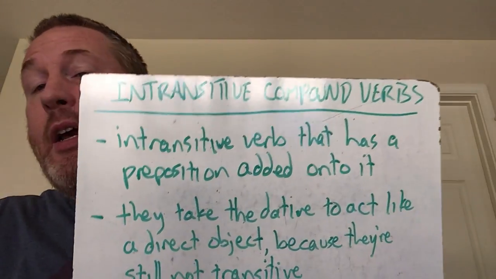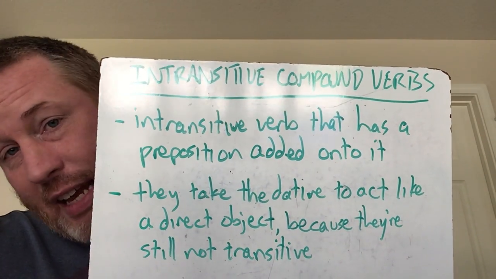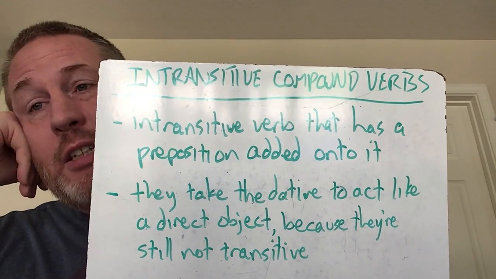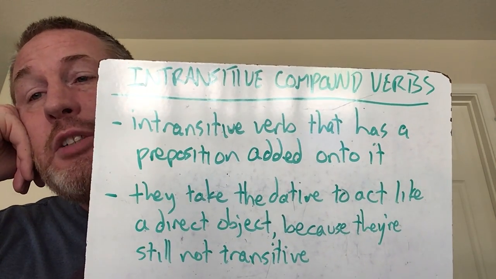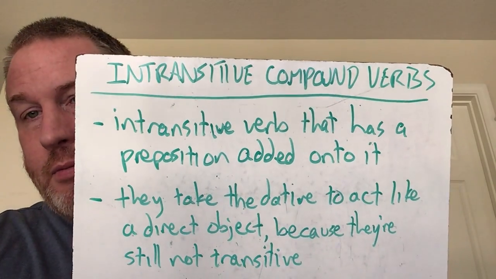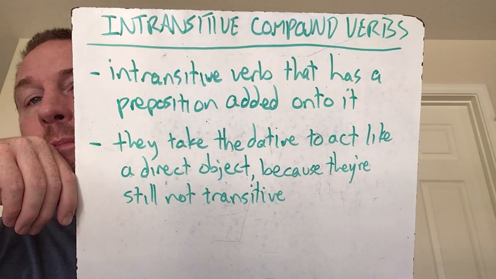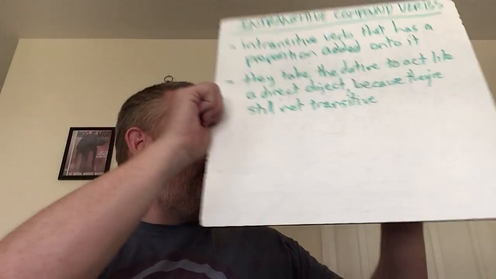We've seen them, all right? And they take a dative, and that's the important part. They take a dative to act like a direct object because they're not really transitive verbs, so they can't take direct objects. So it's not going to take the accusative, okay? So those are the rules. Now, let me give you a couple examples that you've run into already.